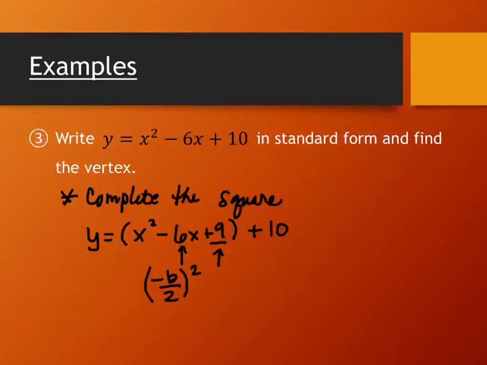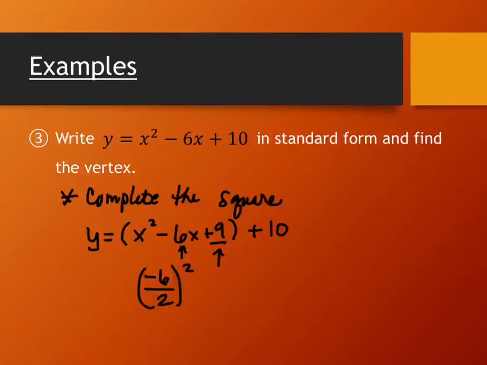So again, the way that I did that is I did the opposite of negative 6. Let me rewrite. Actually, it doesn't make any difference because we're going to square it. So negative 6 divided by 2, and then we have it squared. So that'll work. That gives me 3 squared is 9.